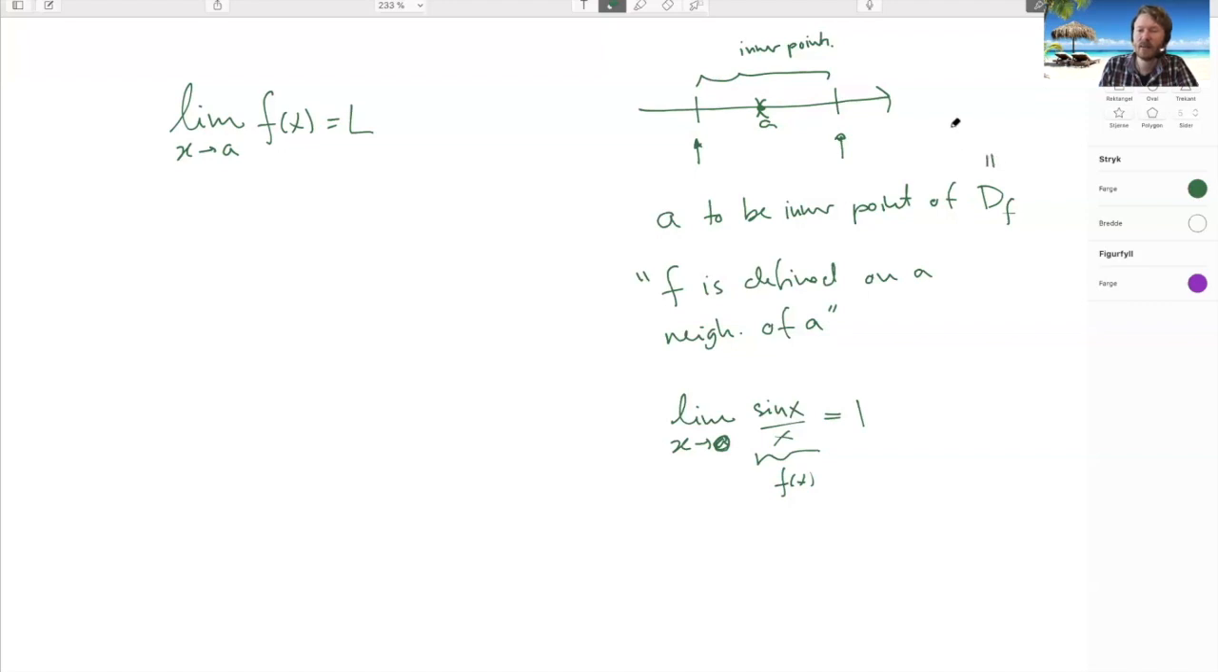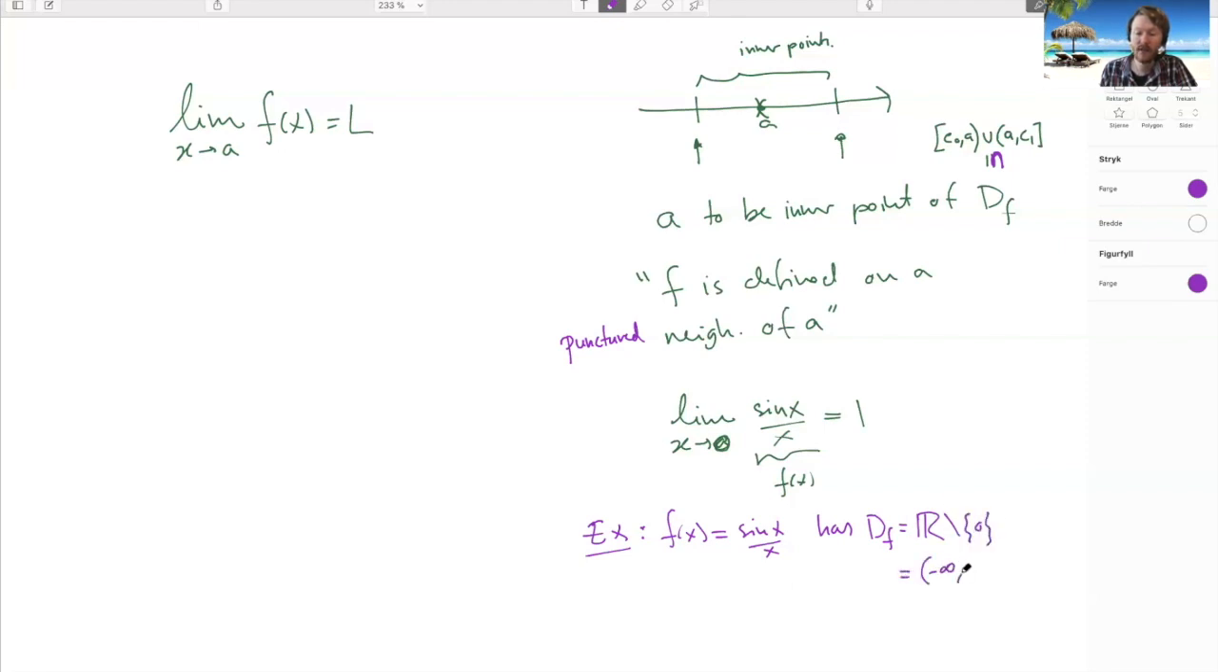So basically what we want is to be able to express that our domain is of the form, let's call it C0 up to a, but not including a, and then continuing like this up to some C1. So what word would we use here? The word we would add is that f is defined on a punctured neighborhood of a, which means exactly that intervals of this form are contained here. And if we look at this example, f of x equals sine x divided by x has domain D_f equal to R take away 0, which is the same as going from minus infinity to 0, and then from 0 to infinity. So this function is defined on a punctured neighborhood of 0.